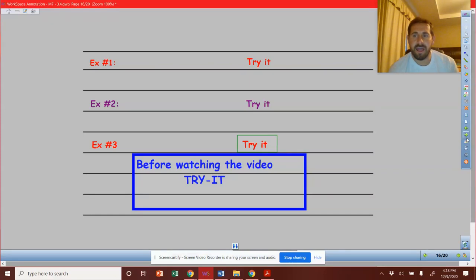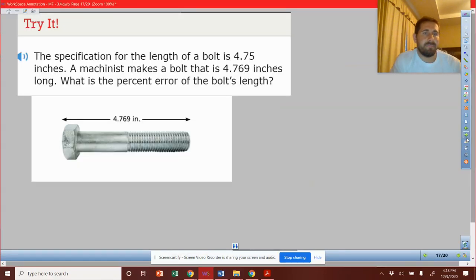Here's our try it, our last one to look at. The specifications for the length of a bolt is 4.75 inches. A machinist makes a bolt that is 4.769 inches long. What is the percent error of this bolt? Very small error, but it's an error, right?